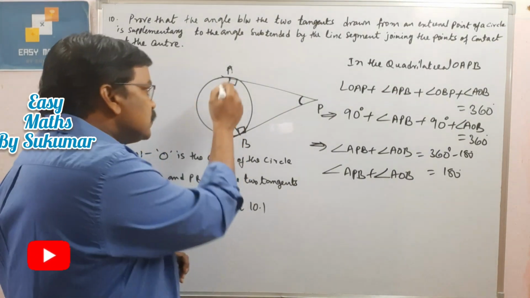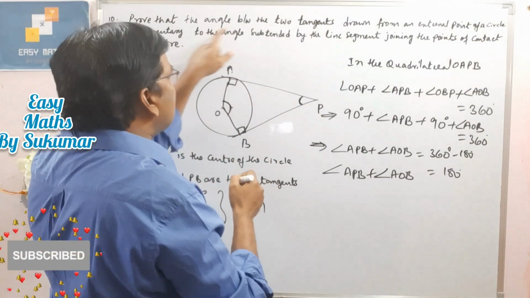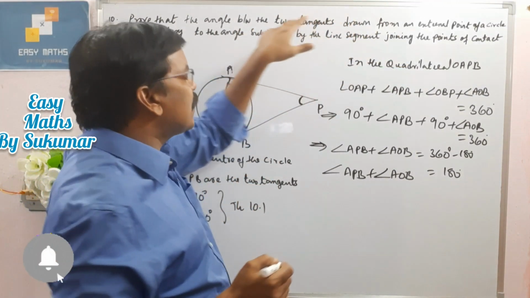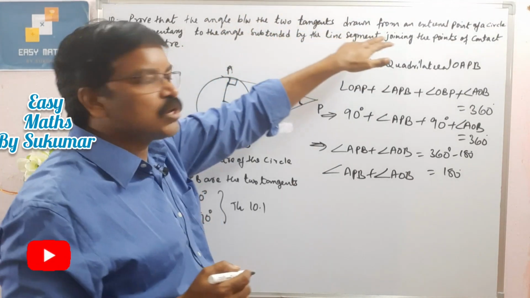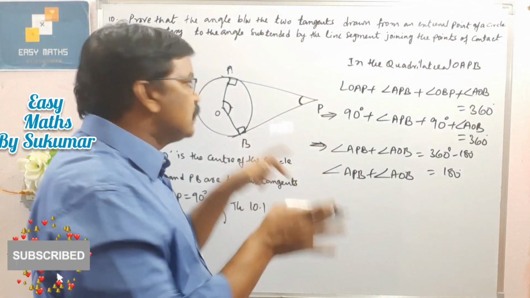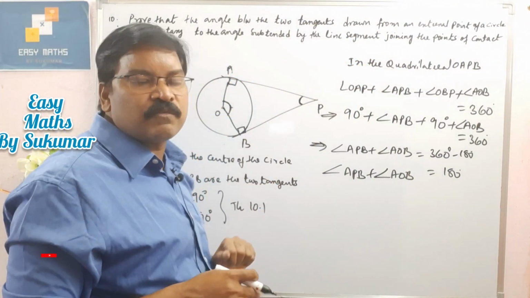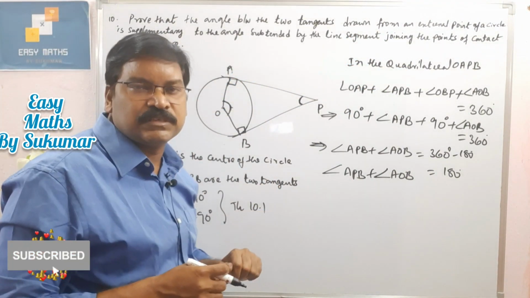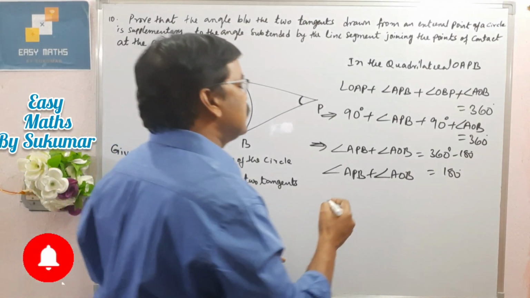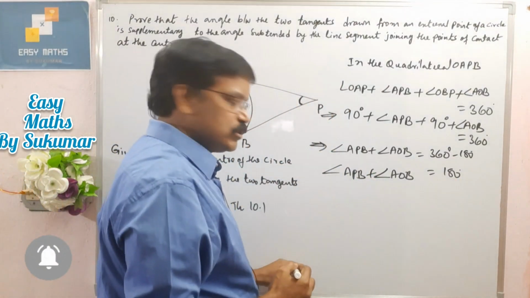That means the angle between the tangents drawn from an external point of a circle is supplementary to the angle subtended by the line segment joining the points of contact to the center of the circle. That means this sum is supplementary.